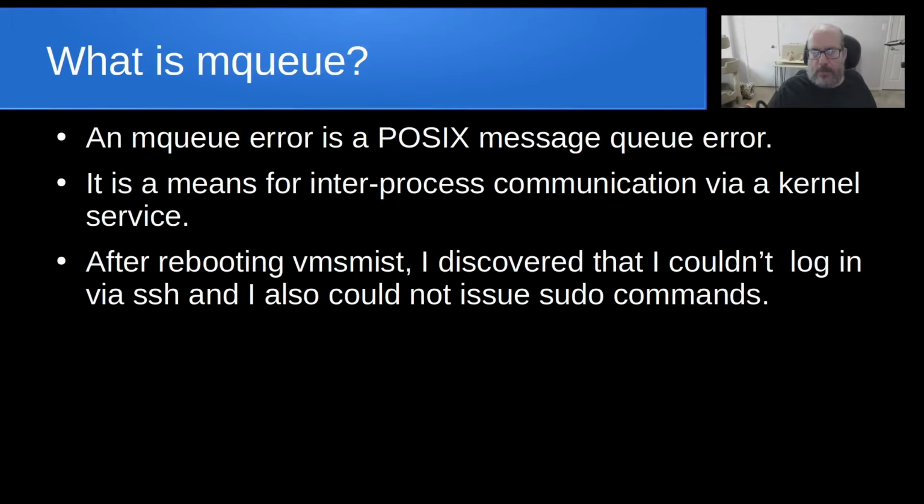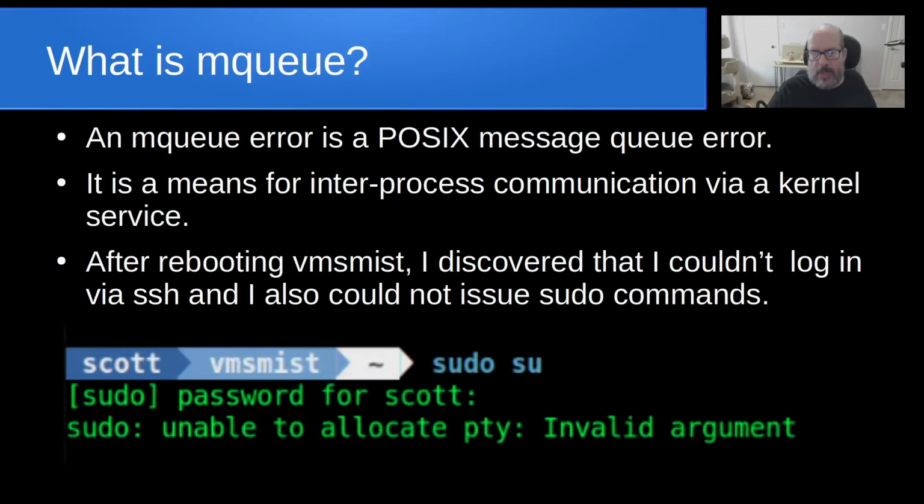So after rebooting VMS Mist, I discovered that I couldn't log in via SSH, and even when I logged in from the console, I could not issue sudo commands. Here's an example with a sudo se, and it would say that it was unable to allocate pty, invalid argument.